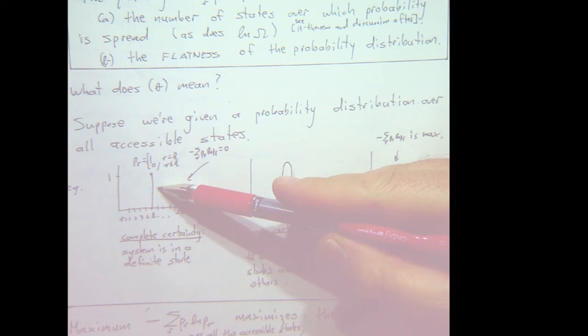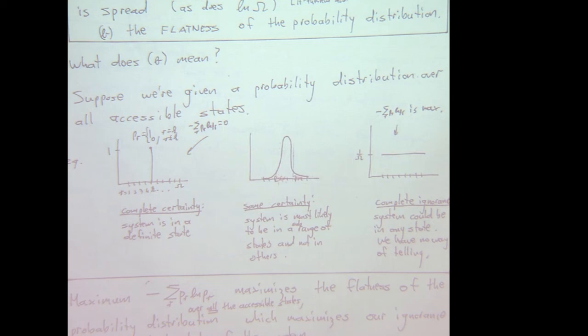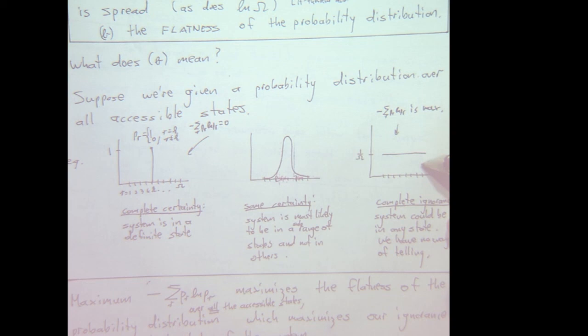Whereas when the probability distribution is flat, that's complete ignorance because we pick our system from the ensemble. We don't know where it's going to be. We don't know if it's this state or that state. We don't know what state it's going to be, and it's equally likely to be in any state. Any feature in the probability distribution, anything that makes it not flat, means there is more certainty here than elsewhere. Any feature. So completely flat means it's featureless.